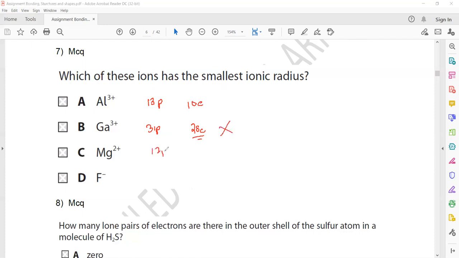Magnesium, it is 12 protons attracting 10 electrons. And for fluorine, there are 9 protons attracting 10 electrons. So when we compare magnesium, fluorine and aluminium, aluminium is having greater number of protons than electrons, so greater attraction to each electron, which reduces the size. So the smaller size will be aluminium. A will be the right answer. Is it clear?